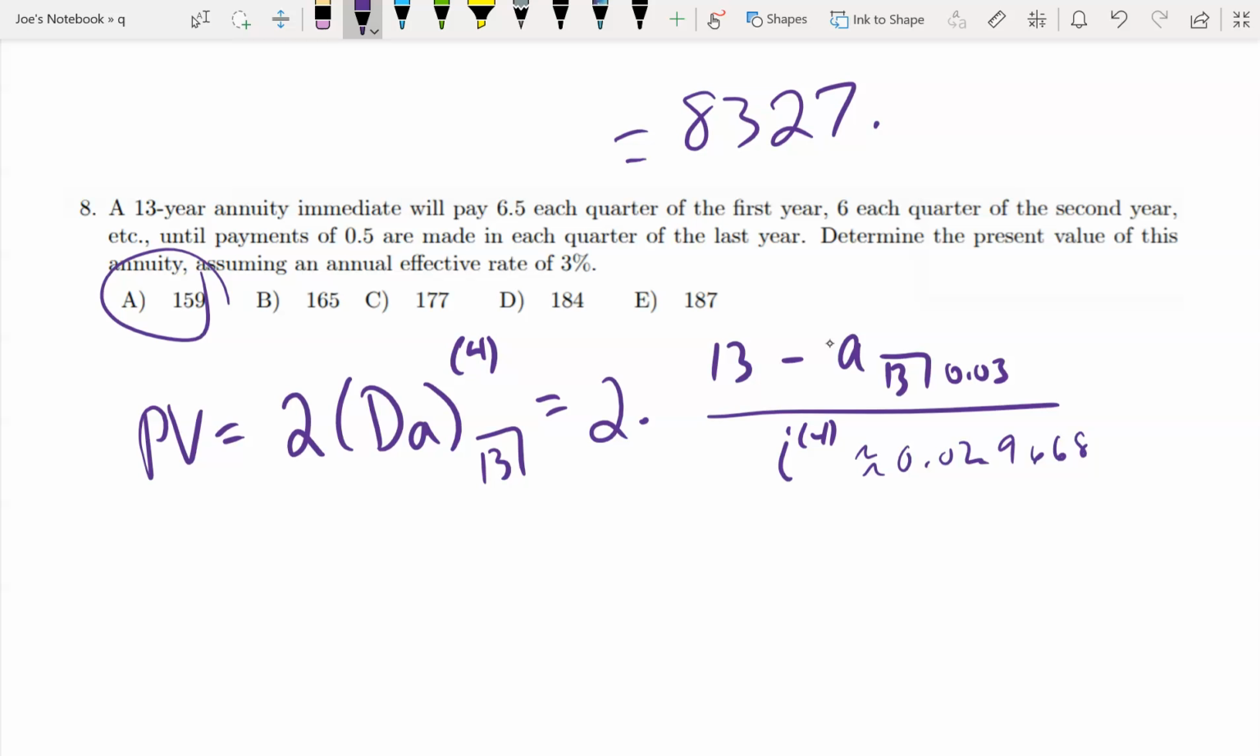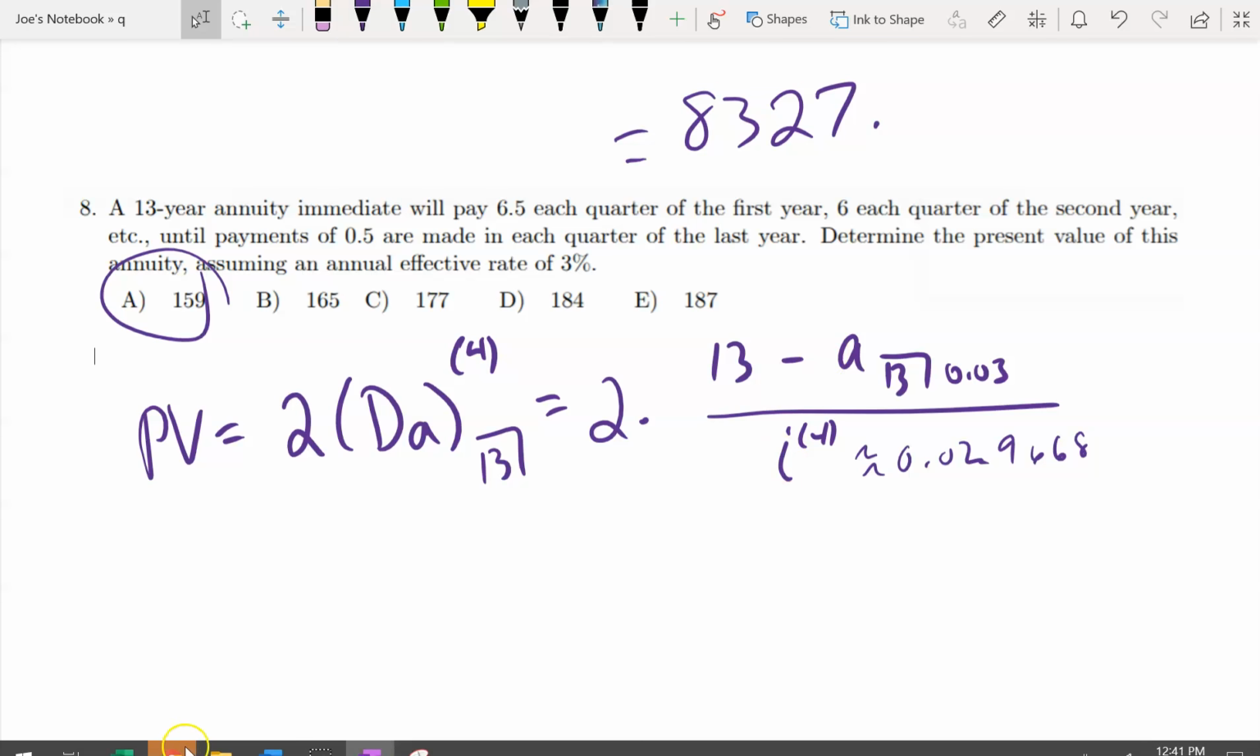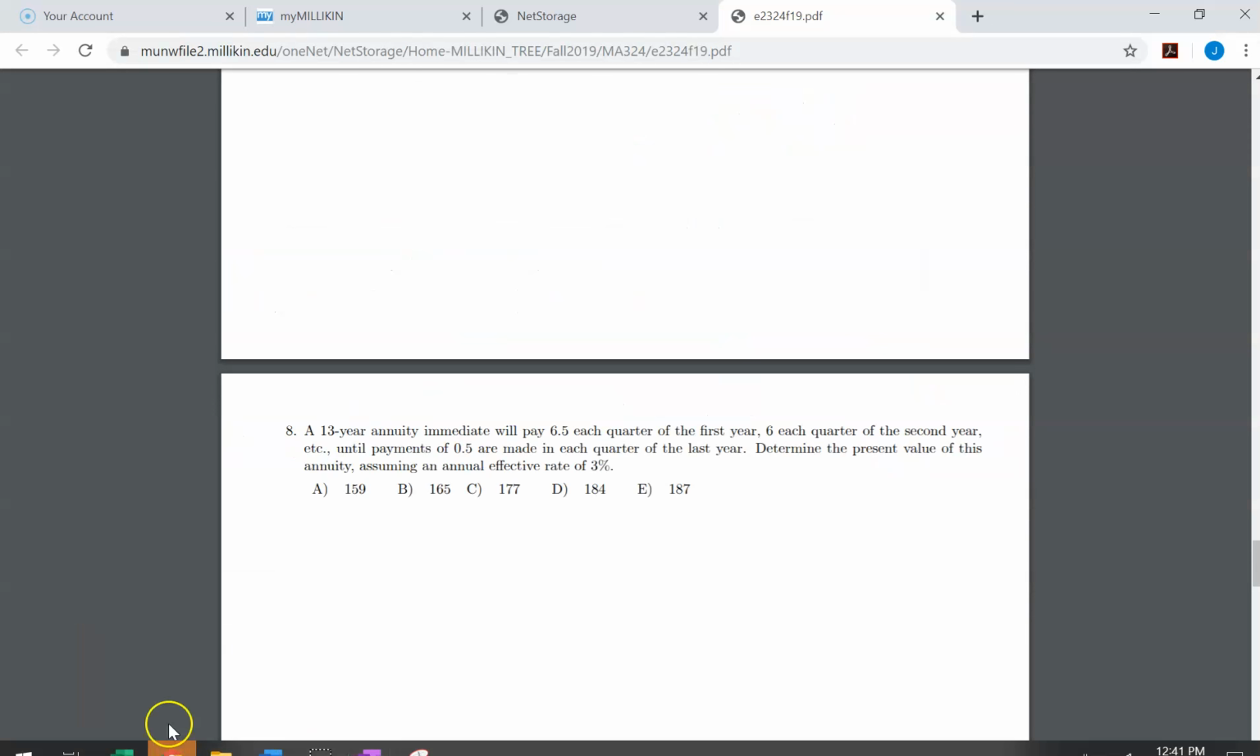Right? It's 6.5 each quarter for the first year, and then 6 each quarter the second year, and all the way down to 2 the last quarter. Or the 2 for the total, for a half of each quarter. You can do it with a level and an increasing, I think, and subtract the 2. But I don't need it for this one. This one was just a matter of applying the formula. At least that's how I intended it.